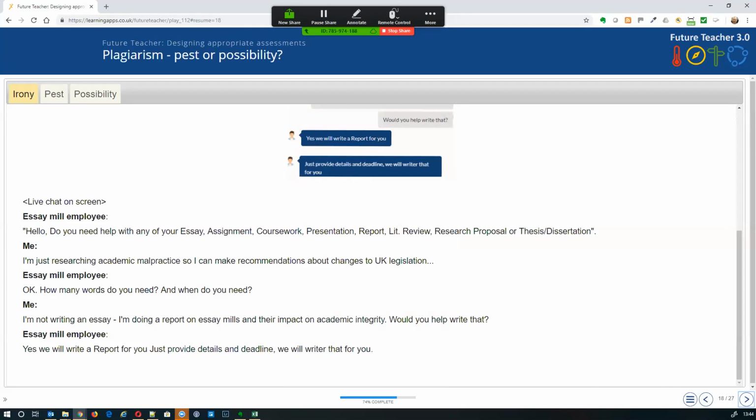Okay, how many words do you need? When do you need it? I said, I'm not writing an essay, I'm doing a report on essay mills and their impact on academic integrity. Would you help write that? Oh yes, we'll write a report for you. Just provide details and deadline and we'll write that for you. And that tickled me, it made my evening.